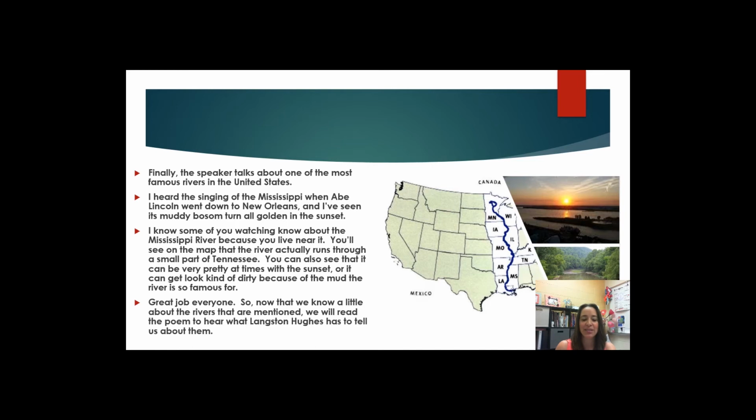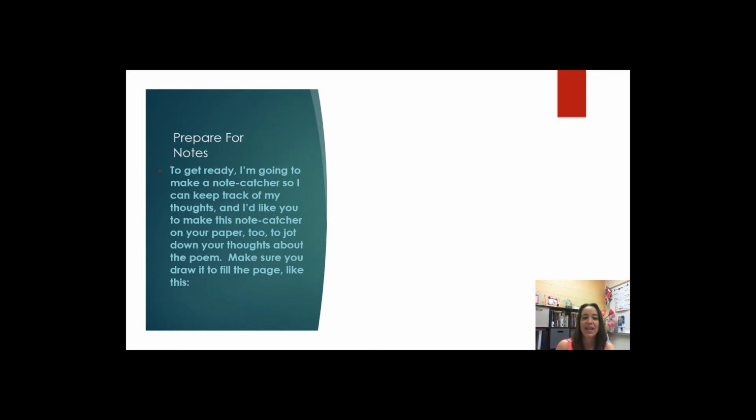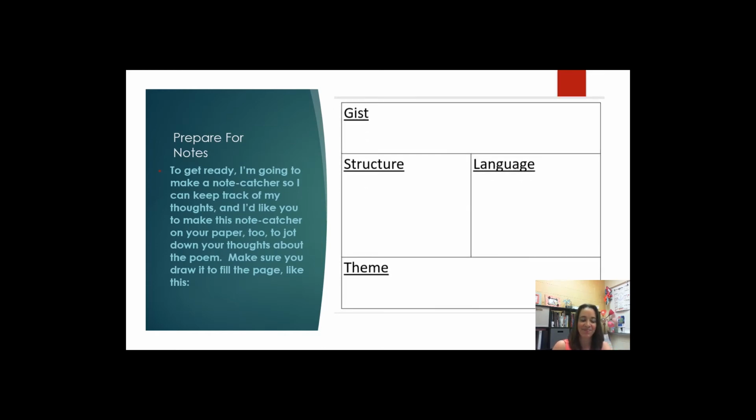Great job, everyone. So now that we know a little bit about the rivers that are mentioned, we will read the poem to hear what Langston Hughes has to tell us about them. To get ready, I'm going to make a note catcher so I can keep track of my thoughts, and I'd like you to make this note catcher on your paper too, to jot down your thoughts about the poem. Make sure you draw it to fill the page, like this.